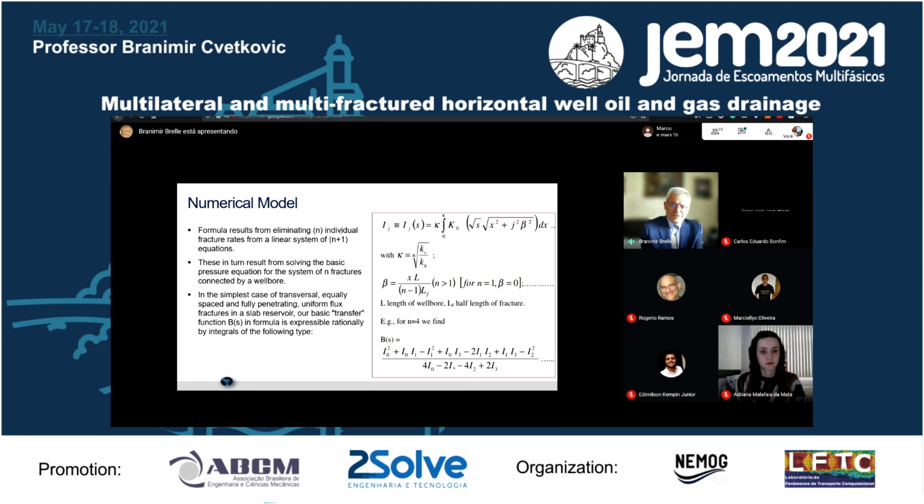So numerical model, you will need to introduce individual fracture rates, and for that you need n+1 equations. And the basic pressure equation for the system with n fractures is connected by the wellbore. That is the basic approach.